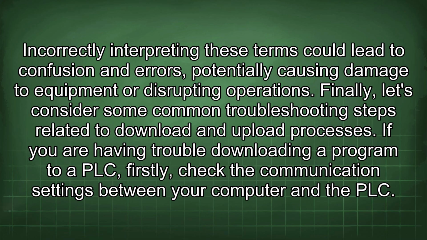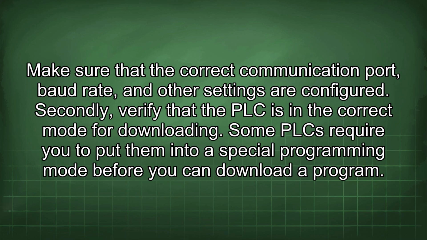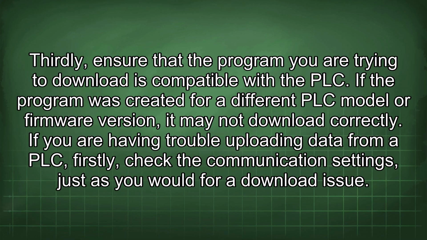Finally, let's consider some common troubleshooting steps related to download and upload processes. If you are having trouble downloading a program to a PLC, firstly, check the communication settings between your computer and the PLC. Make sure that the correct communication port, baud rate, and other settings are configured. Secondly, verify that the PLC is in the correct mode for downloading. Some PLCs require you to put them into a special programming mode before you can download a program. Thirdly, ensure that the program you are trying to download is compatible with the PLC. If the program was created for a different PLC model or firmware version, it may not download correctly.